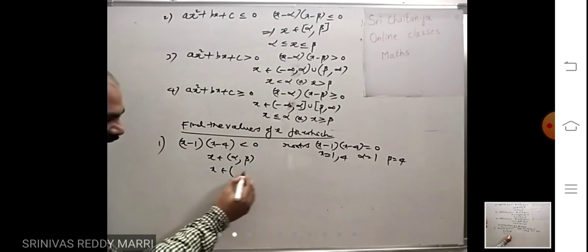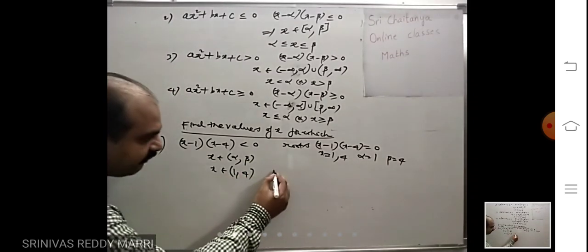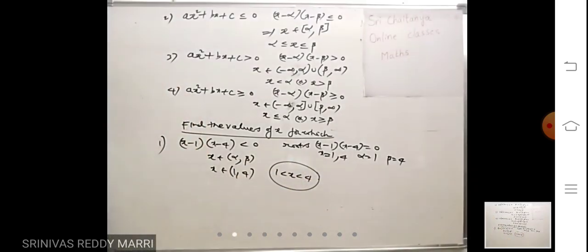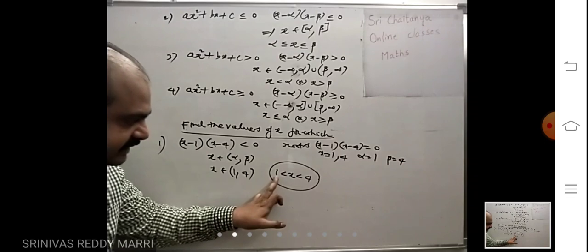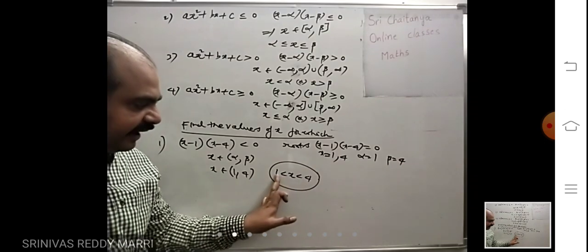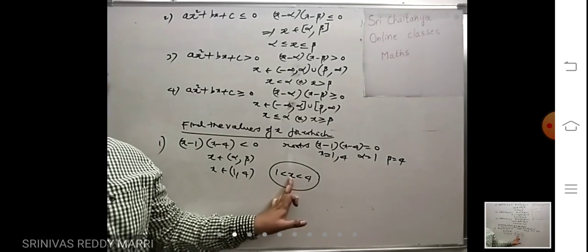Therefore x belongs to alpha, beta, that is, (1, 4). That means x lies between 1 and 4. You take any value between 1 and 4 that you like. Any value. Suppose let us take 2.